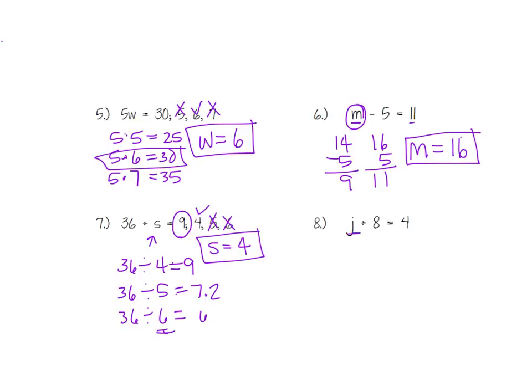J divided by 8 will give me 4. Well, I know I'm going to have something that I'm dividing by 8. So if I think of my facts, if I try 24 divided by 8, that gives me 3. So let's go 32 divided by 8. That gives me 4. So we know that J must be equal to 32.